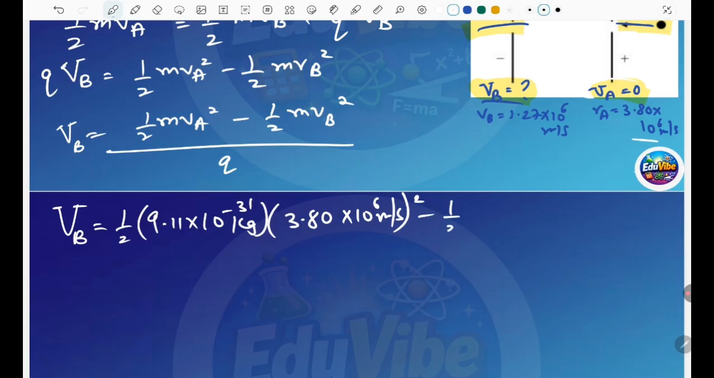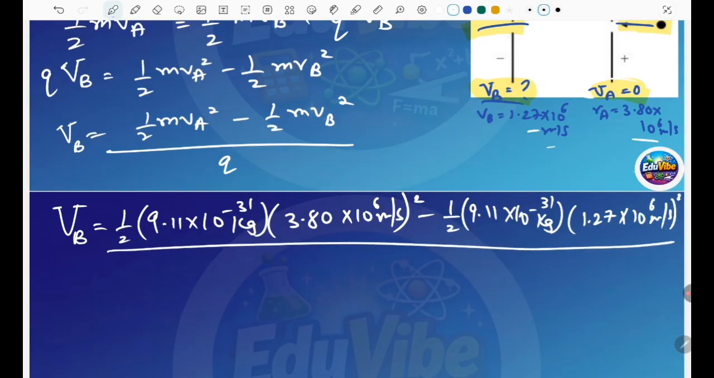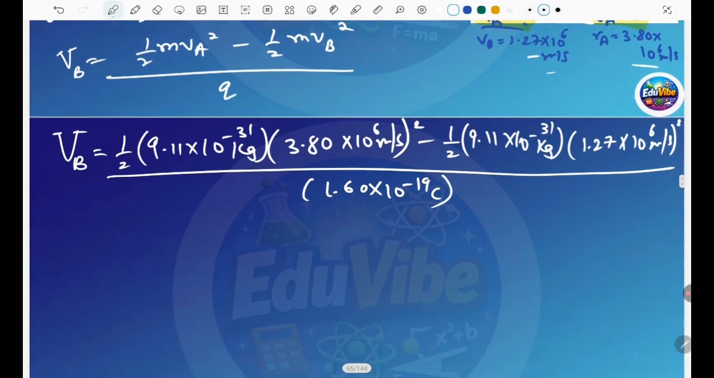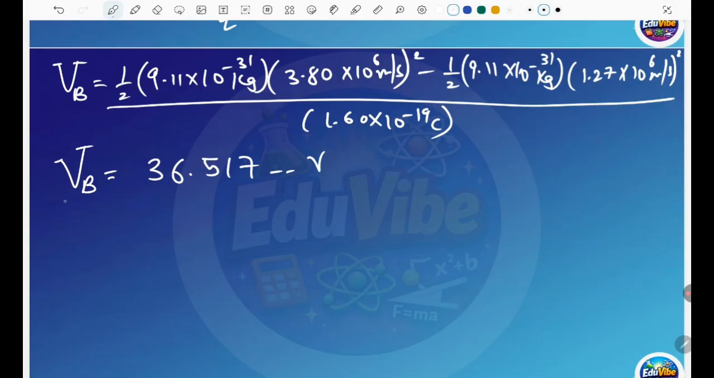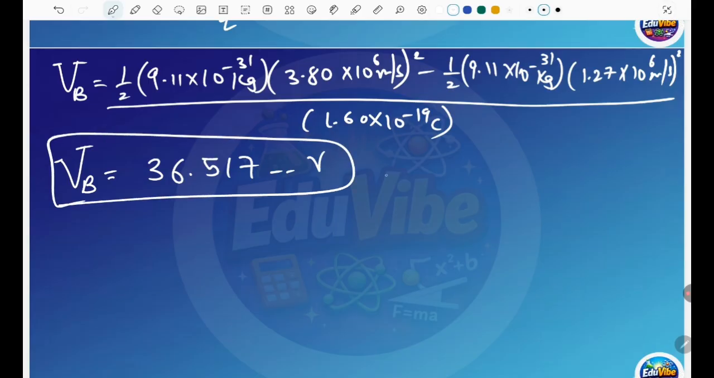Square of this, minus half, again the mass of the electron is the same, times the final speed 1.27 × 10^6 meters per second, squared. And the charge of the electron, you all know, is minus 1 e, so its value is 1.60 × 10^-19 coulombs. That's the whole big calculation you have to do in your calculator. Once you do this, you get about 36.517 volts. So this is your VB, and your VA is 0 volts.